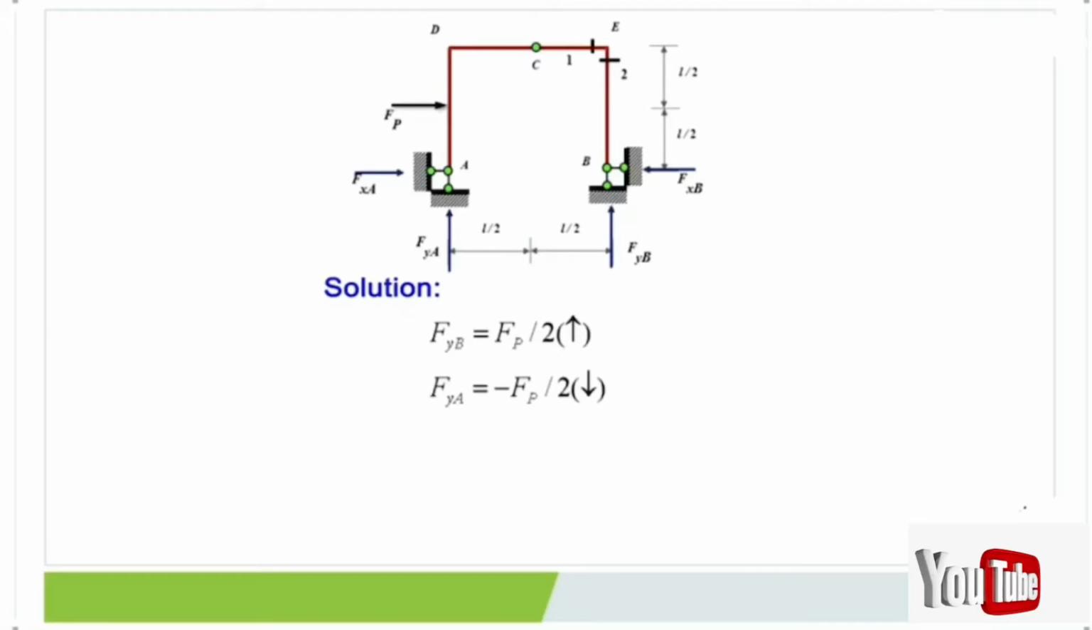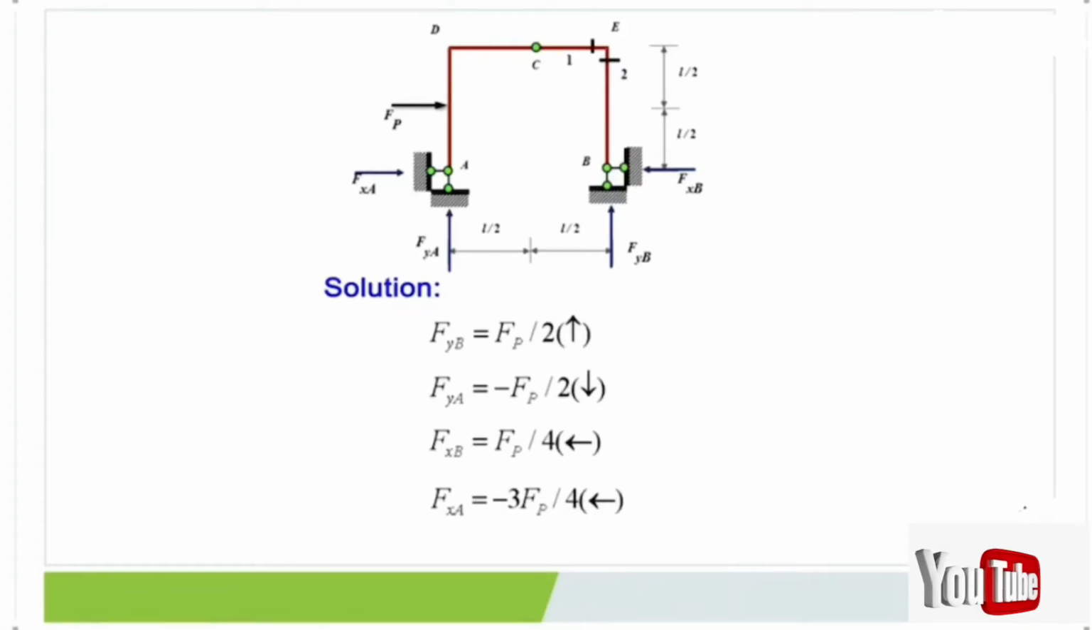If we take the CB part as a free body to establish sigma Mc equal to 0, then we could solve Fxb is a quarter of Fp to the left side. Then, according to sigma Fx equal to 0 for the whole structure, we could solve Fxa, that's negative 3/4 Fp to the left side.